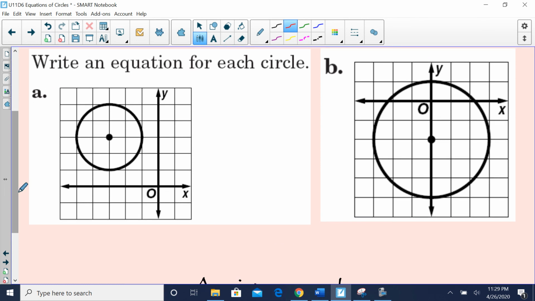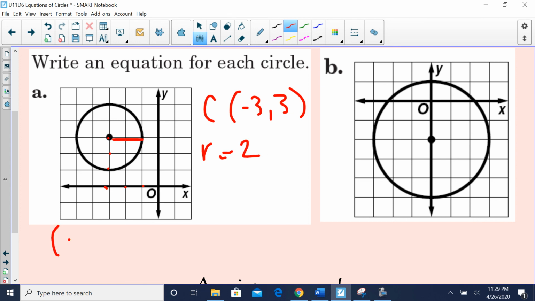All right, closing for today, write the equation of each circle. Now in order to write the equation, we need two things. We need the center and the radius. So what is the center of this circle? Center's at (-3, 3). What would the radius be? From the center to the edge, how many units is that? 2. And now I can write the equation of my circle.